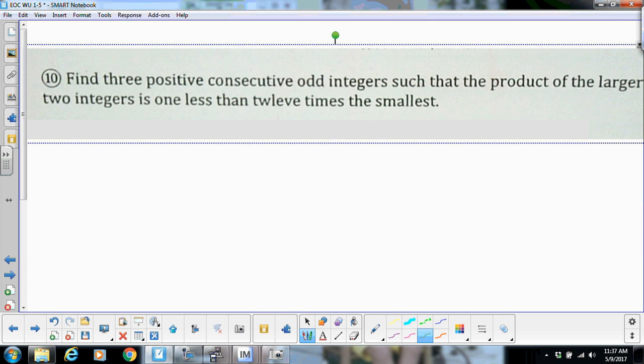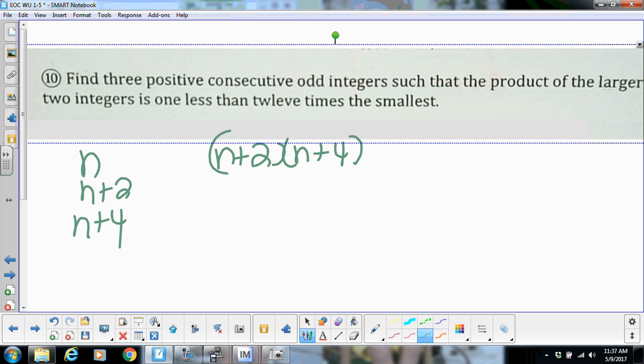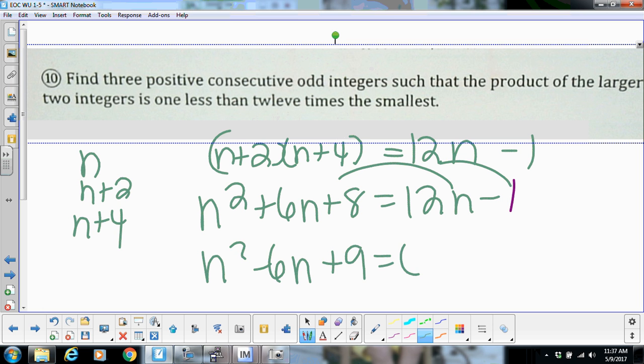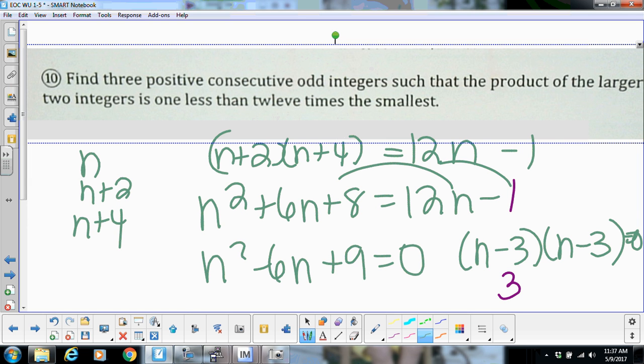3 positive consecutive odds, that's n, n plus 2, and n plus 4, such that the product of the larger 2 is equal to 1 less than 12 times the smallest. So we distribute over here, that's going to give us n squared plus 6n plus 8. We always want it equal to 0, so I'm going to move these over. And that's going to give us n minus 3 and n minus 3. So our answer here would be 3 would be the first one. And then the next odd ones would be 5 and 7.